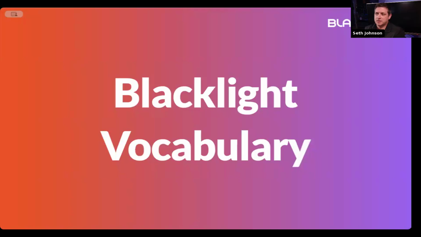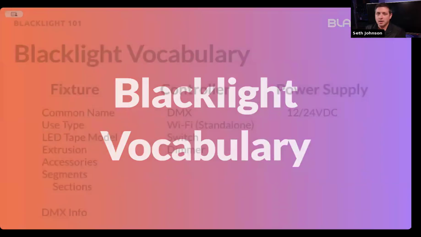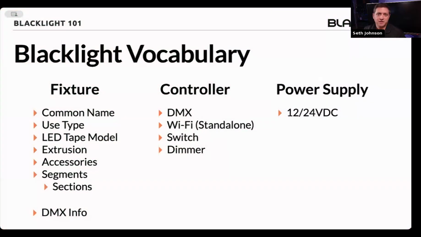So let's just jump into some quick vocabulary here. A fixture basically has a couple properties associated with it. It has a common name. So you walk into a room and you say, those are the kitchen lights. That's a fixture, right? That's the kitchen under cabinet. That's a fixture. Anything that could be controlled with the same switch is kind of how I think of it. I flip the switch to turn on the kitchen under counter lights. That's what that fixture name is in Blacklight.